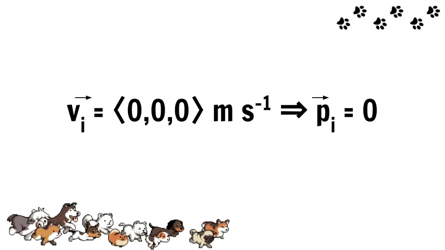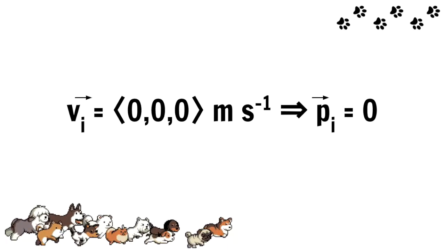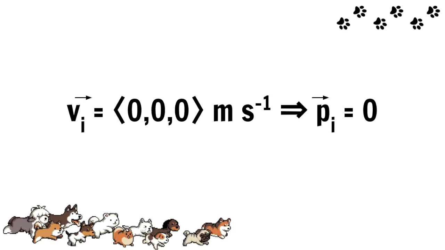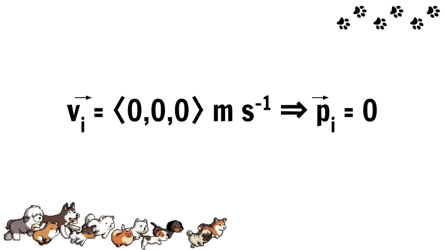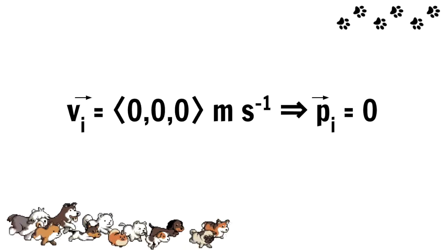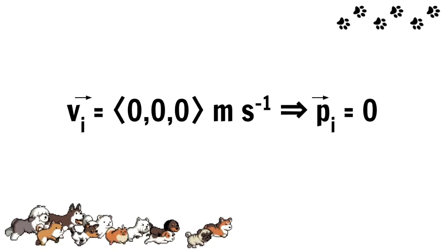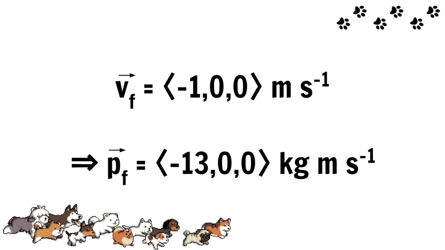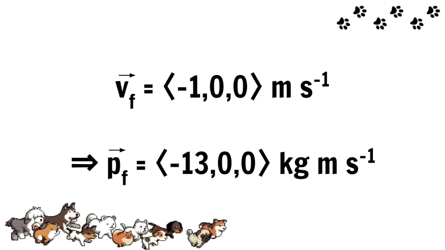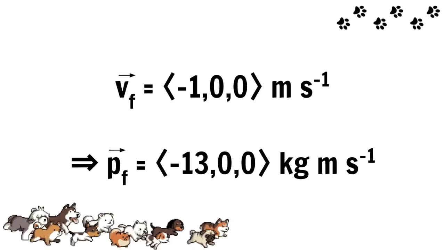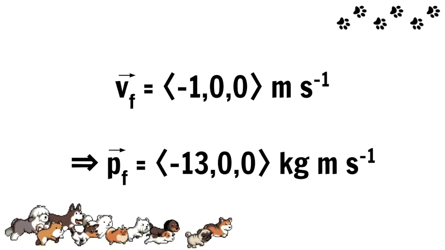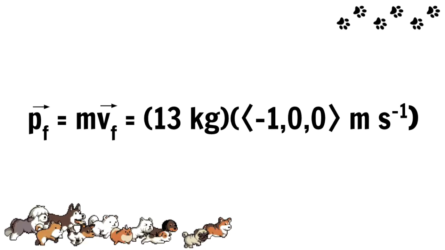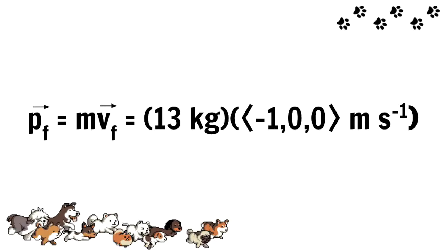Now on to the fun math. First, let's establish our constants. Since we'll be using the momentum principle, let's find both our initial and final momentum. At first, the corgi plus laundry aren't moving, so initial velocity is 0, which means initial momentum is also 0. The final velocity at which we want our corgi plus laundry setup to move is negative 1 meters per second, so this makes our momentum negative 13 kilogram meters per second, which equals the mass of the system, 13 kilograms, times the velocity, negative 1 meters per second.